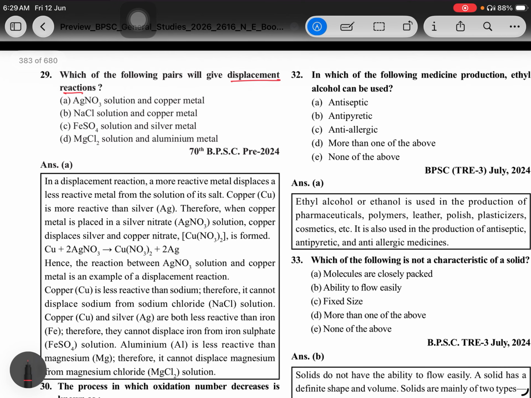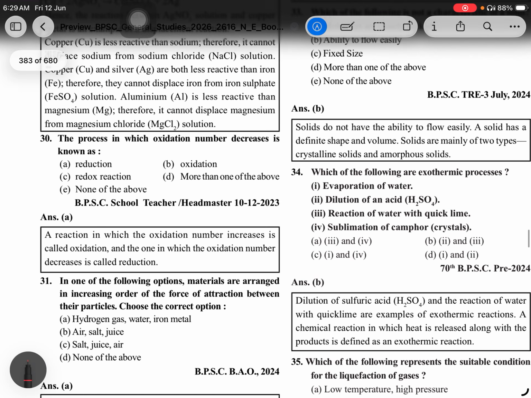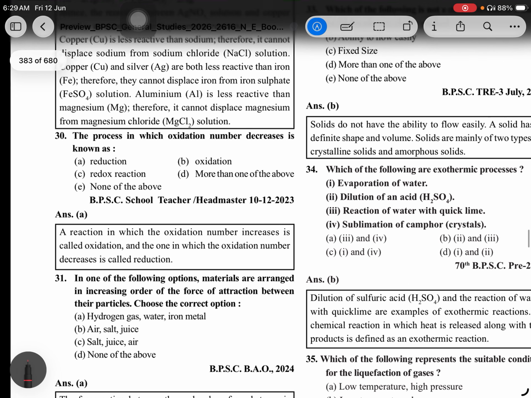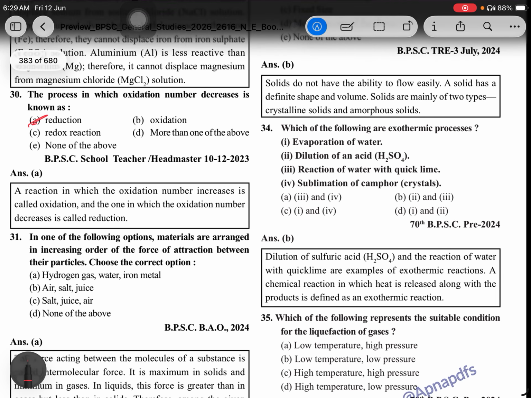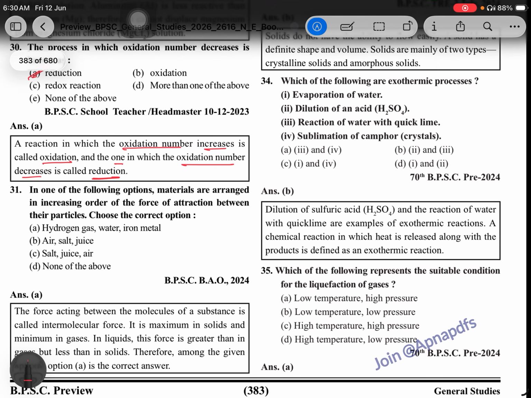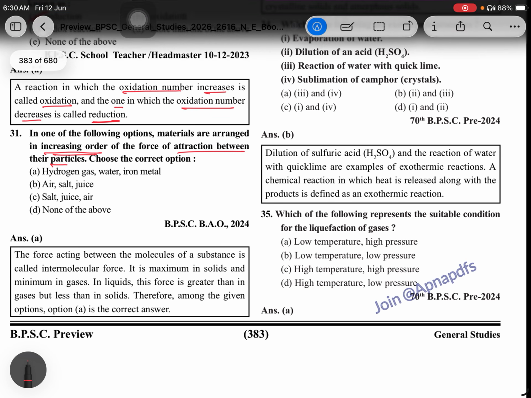Which of the following pairs will give the displacement reaction? That is AgNO3 solution and copper metal. The correct option will be A. The process in which oxidation number decreases is known as reduction. A reaction in which the oxidation number increases is called oxidation, and the one in which the oxidation number decreases is called reduction. In which of the following options are materials arranged in increasing order of force of attraction between the particles? That is A. Hydrogen gas, water, iron metal.